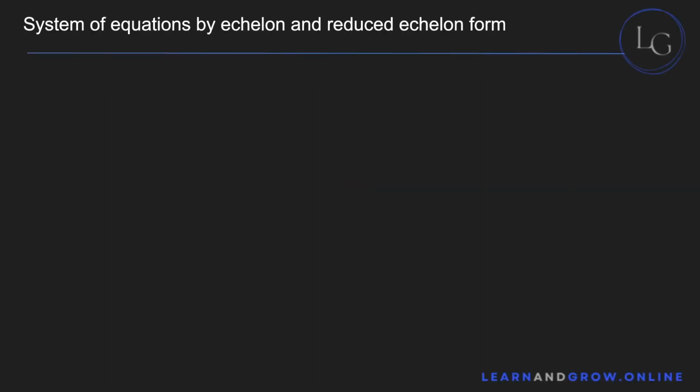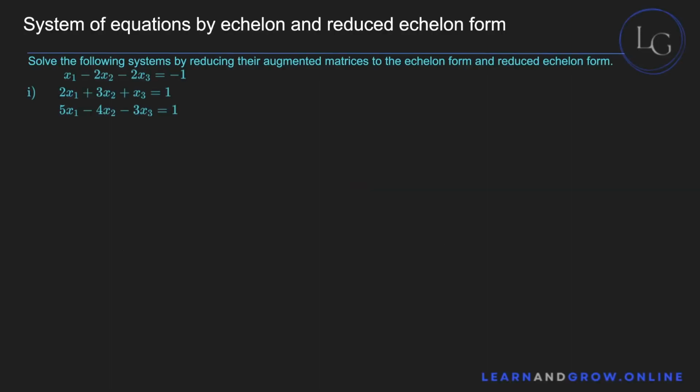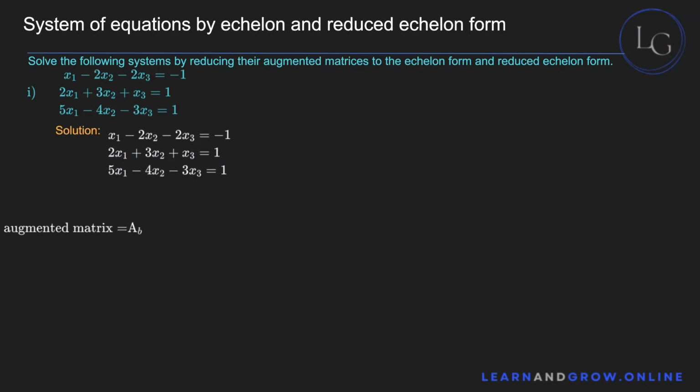So let's solve a system of equations by echelon and reduced echelon form. So we have the system of linear equations. We must convert it into its augmented matrix.